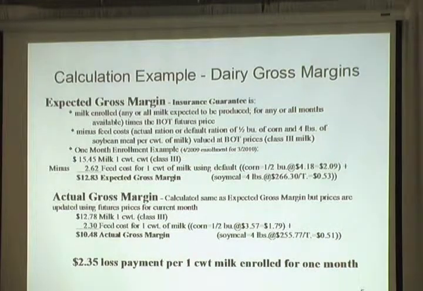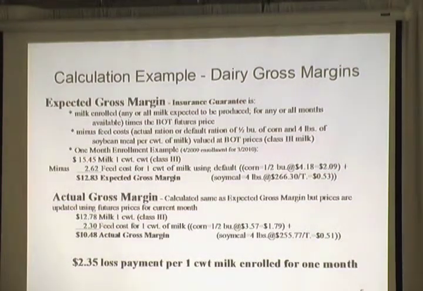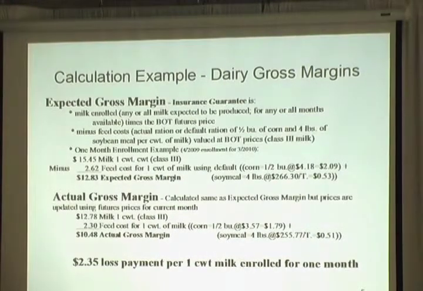Now, I mentioned that I saw some people raise their eyebrows when I said we don't use your costs. We use the Board of Trade costs. So how do I adapt that to me? Well, the thing that's important to me is what is my margin? And how does that $12 equate to my margin, income over feed cost?